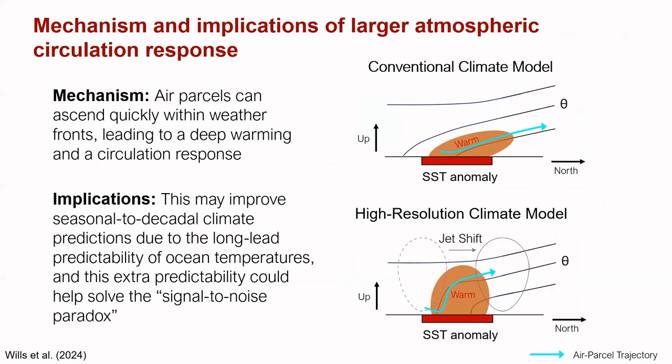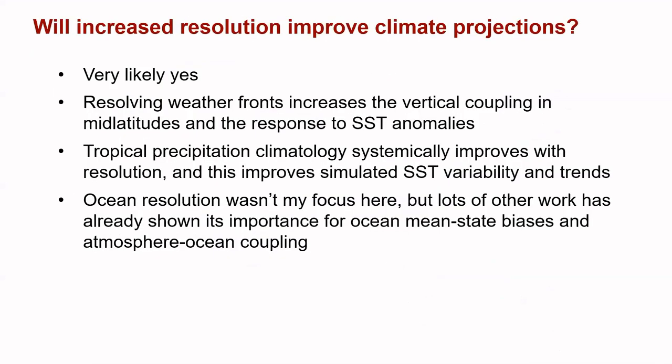And there are important implications of this for predictability, because if you can predict SST anomalies on seasonal to decadal timescales, and if you have a larger response to those SST anomalies at higher resolution, this means you could have more predictability in the atmosphere and impacts over Europe at a higher resolution. And this is also linked, I think, to the signal to noise paradox, although I don't have time to discuss that today.